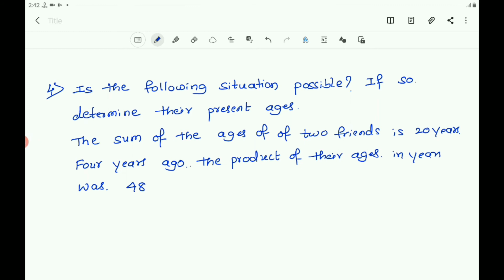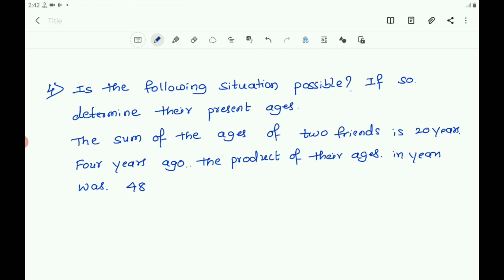Now the fourth question, is the following situation possible? If so, determine their present ages. The sum of the ages of two friends is 20 years. Sum of the ages of two friends is 20 years. 4 years ago, the product of their ages in years was 48.